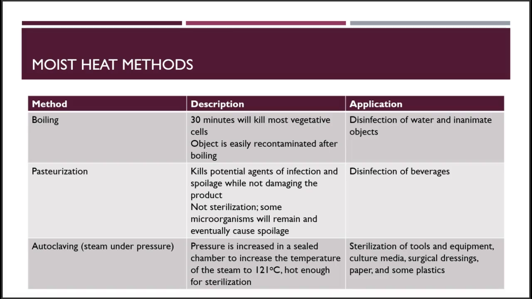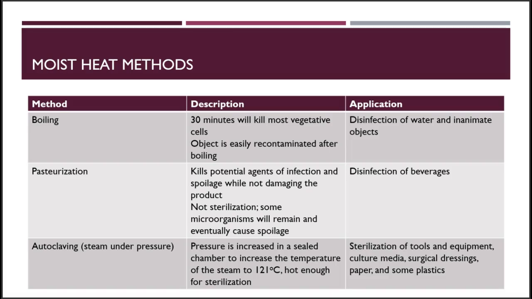So the first and probably most familiar is boiling. 30 minutes of boiling will kill most vegetative cells. The unfortunate part of boiling is that the object that you have boiled can easily become recontaminated after boiling, and the material has cooled. Typically, boiling is only used when we're trying to disinfect water or other inanimate objects. Notice that boiling is not a method of sterilization. It is only a disinfectant.